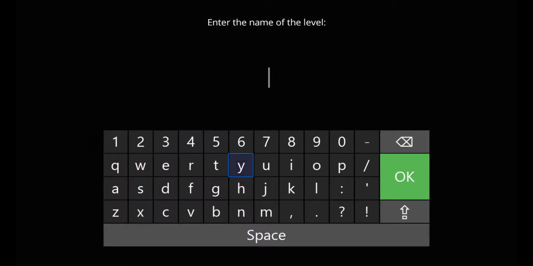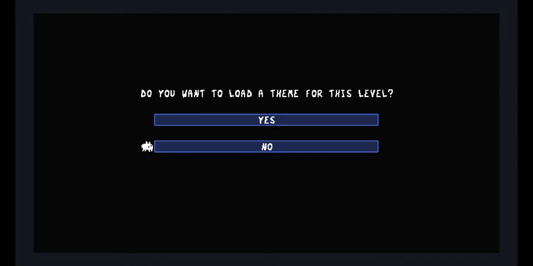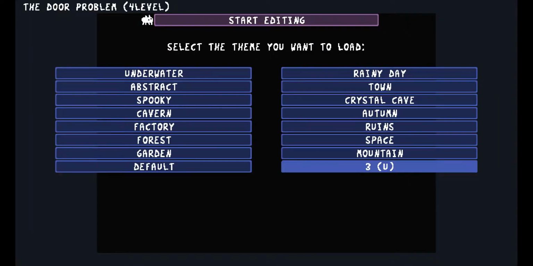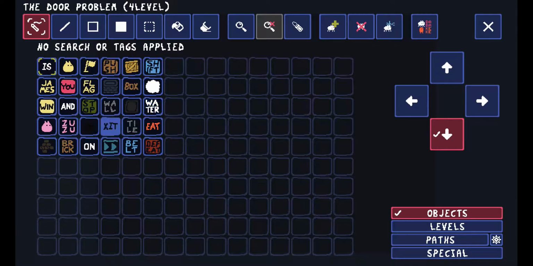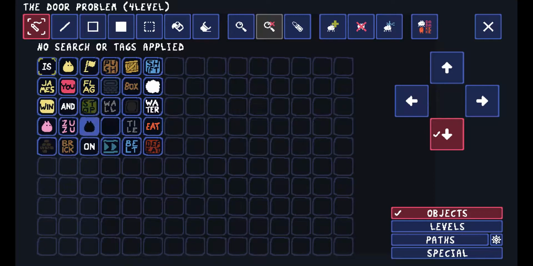So I'll start a new level. Let's... The door problem. And we already do. This will be a main person level. Why is the water white? Well, it's because... I think exit needs to be seen somehow.